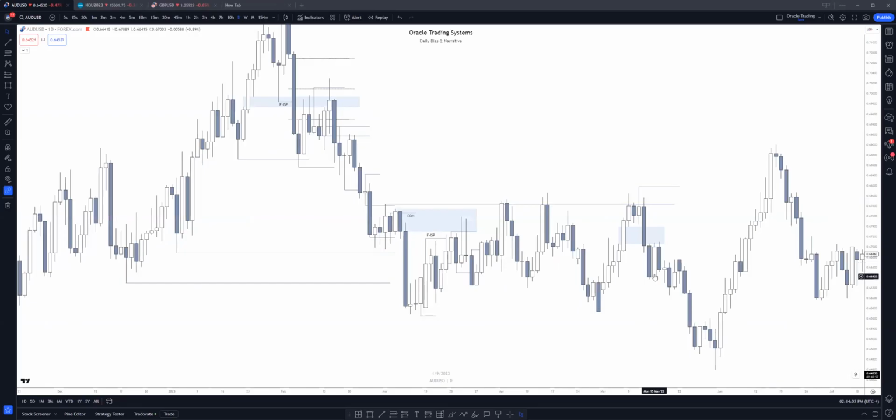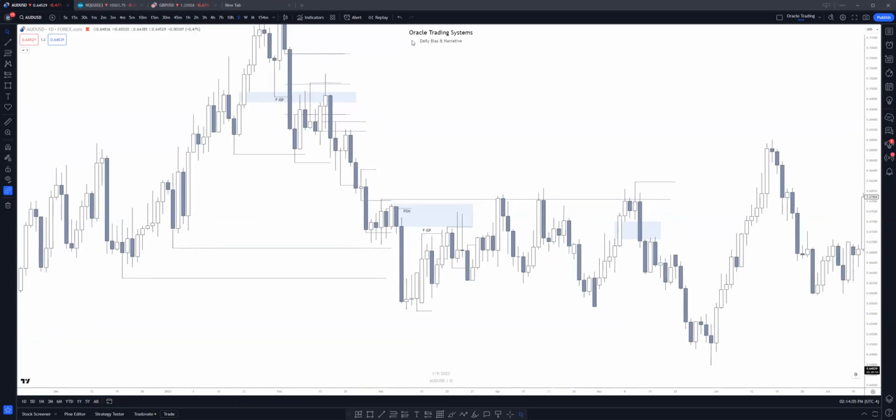So here we've had a push down, a push up into the FVG, and from here, hold on, this dog. Sorry about that, these dogs, man.